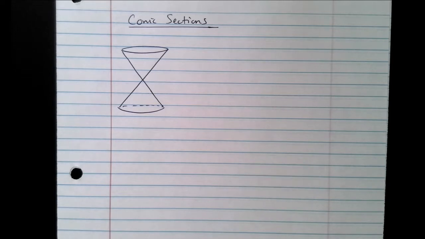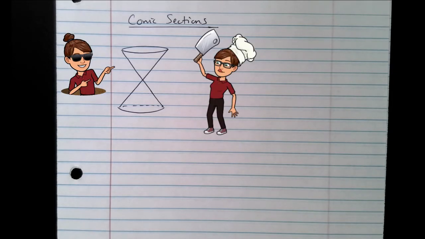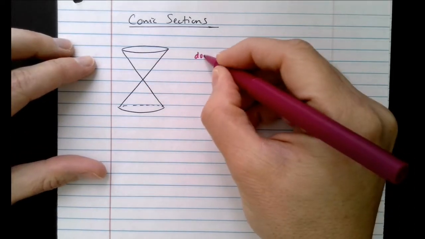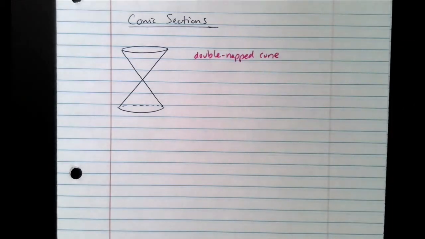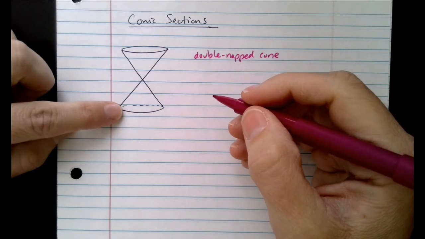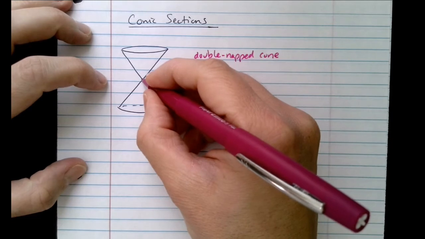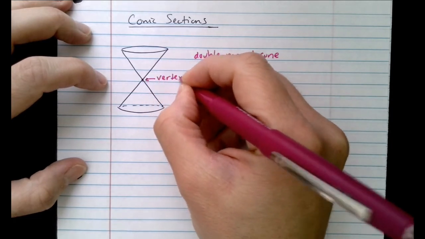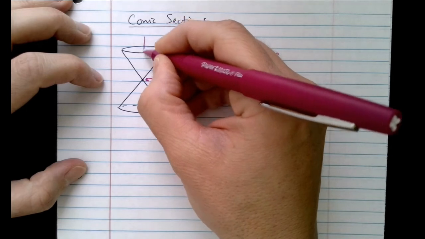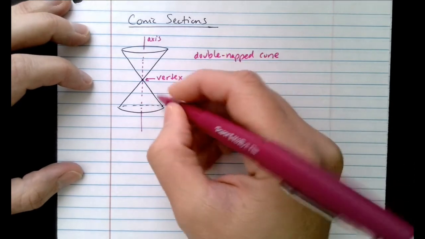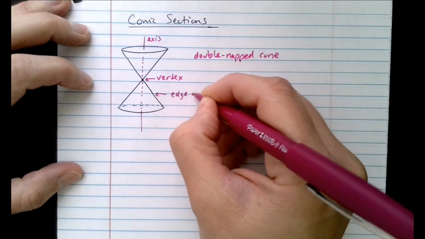So a conic section is formed when you take a plane and you slice it through what's called a double napped cone. This is a double napped cone. The cones themselves are called naps, and we have some characteristics here. This right here is the vertex. It does have an axis that goes through the center here, and this is considered the edge of the cone.